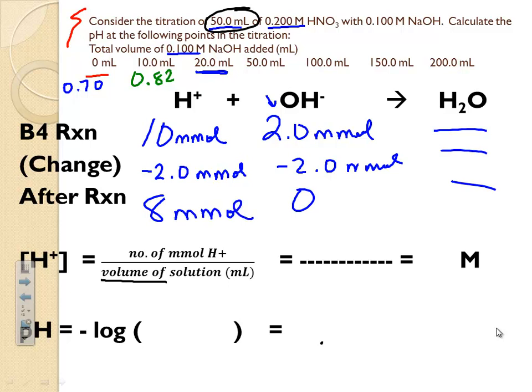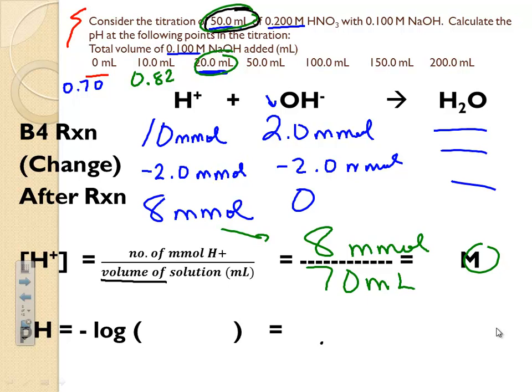Okay. So if we move down here, now we've got 8 millimoles. We've got a new volume of the 20 plus the 50, so now we've got 70 milliliters. Millimoles over milliliters is going to give us a molarity. That's going to give us 0.11. We'll put that into our equation down here, and we're going to get a new pH of 0.94.